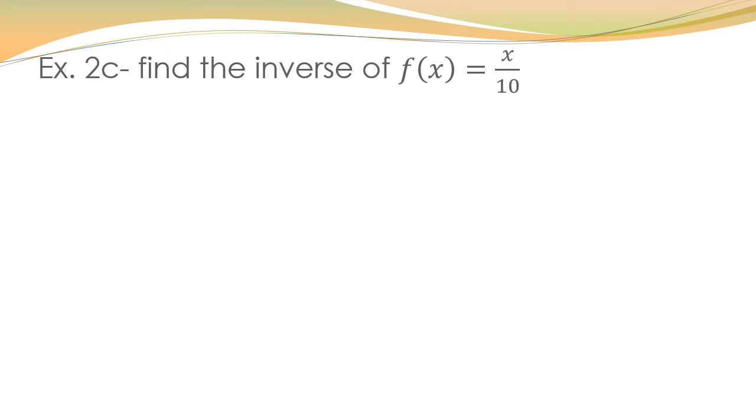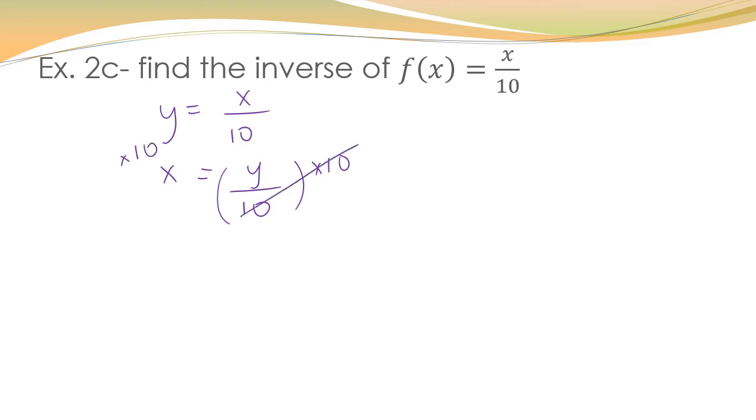C. Write f of x as y. Swap x and y. This one's pretty easy. Multiply both sides by 10. 10x equals y. F inverse of x equals 10x. So again, I'm just trying to expose you to as many different examples as possible. They're not necessarily complicated. We're just going to do quite a few of them.